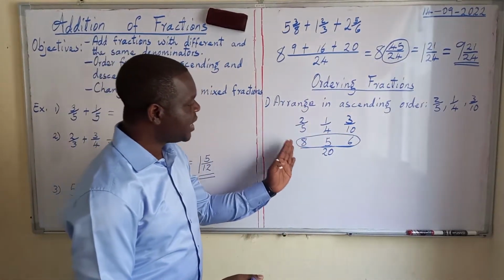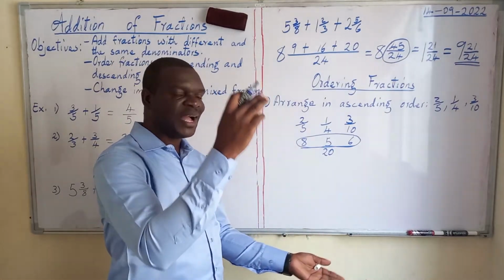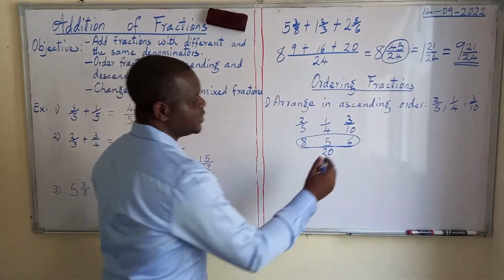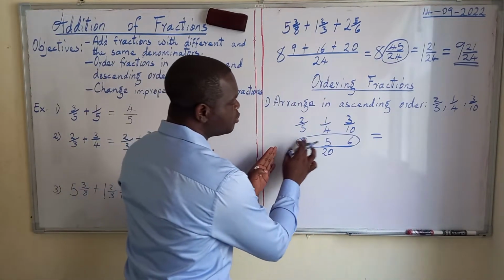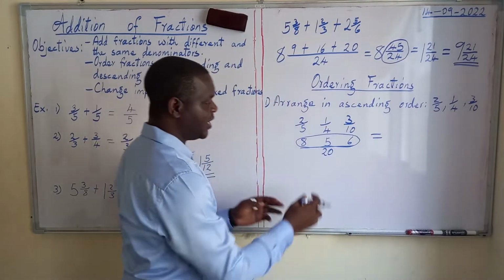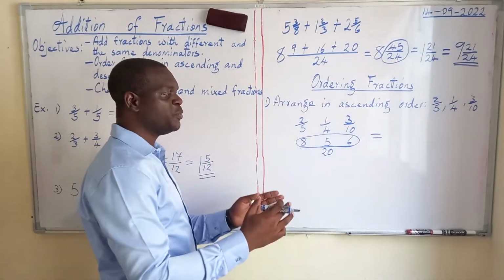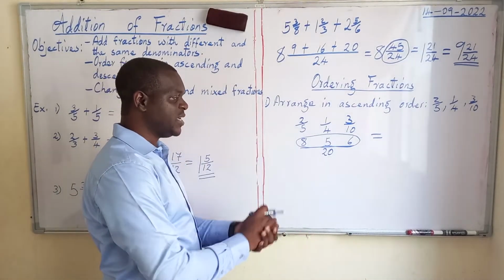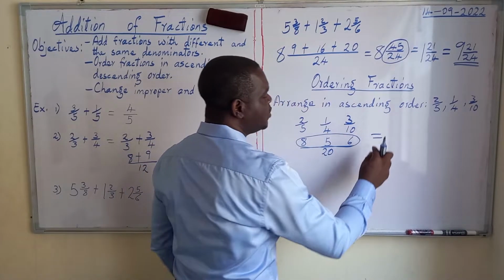If you look at these numbers 8, 5, and 6, you can quickly identify the biggest number and the smallest number. So going by this, our answer will be, now you are not going to use any of these numbers to write down. Remember, you are ordering the fractions and not these whole numbers. So the whole numbers here only assist you to know which fraction is big and which one is small. We are arranging in ascending order, so we are starting with the smallest.